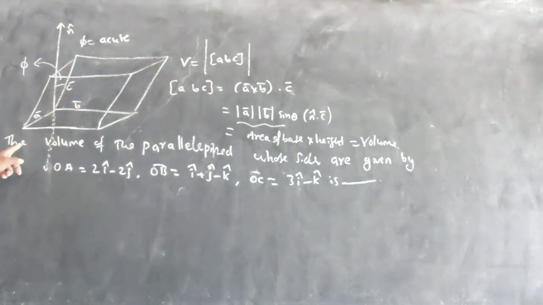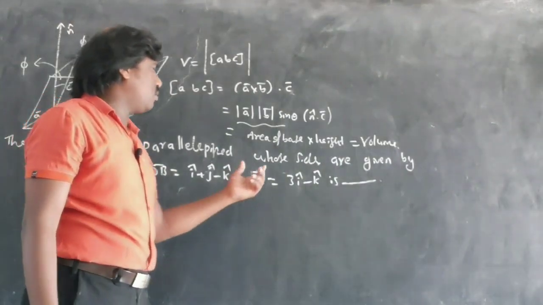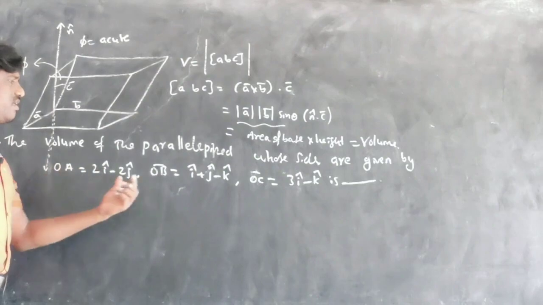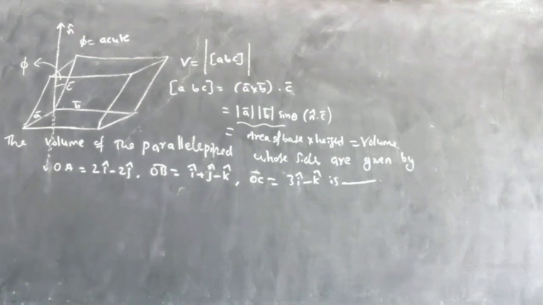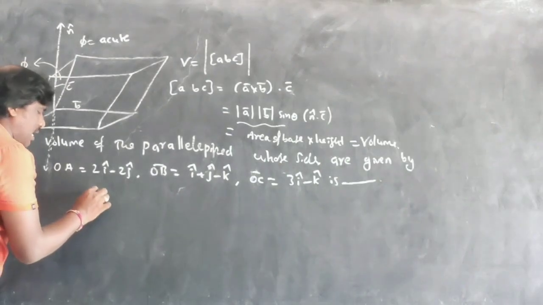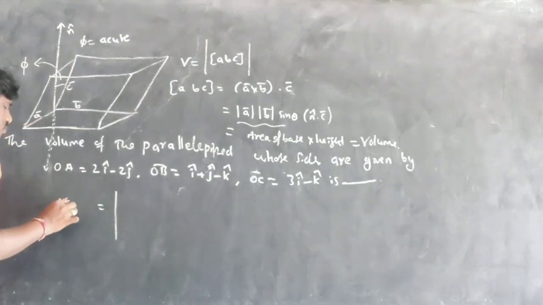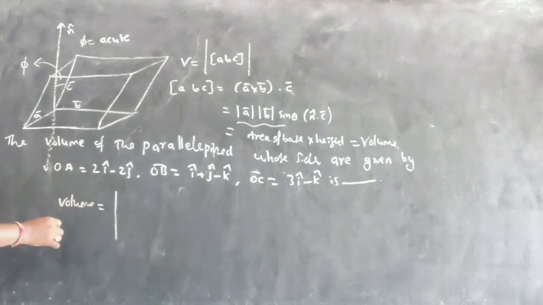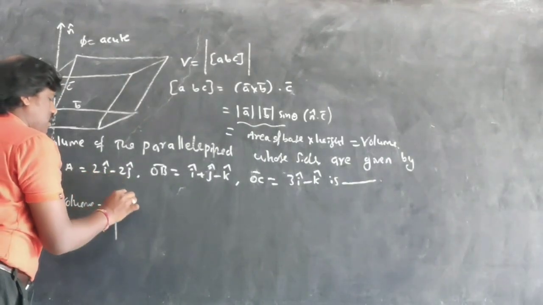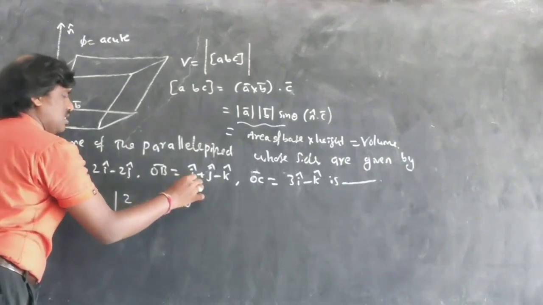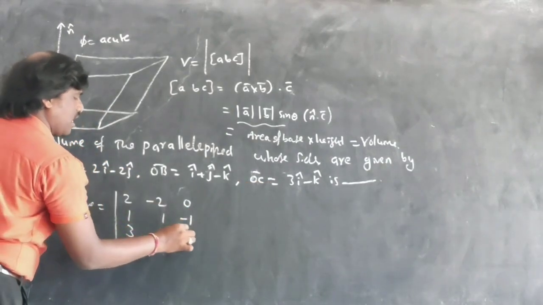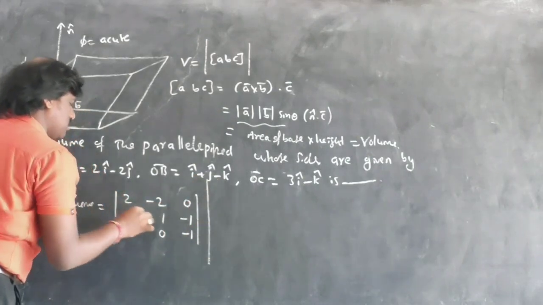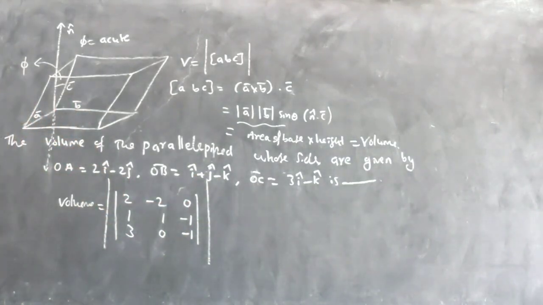Hope you understand this concept. Let us see this problem. The volume of a parallelepiped whose sides are given by OA, OB, OC. We have to find the volume of this one. You can do it in two ways. The shortest way is applying the box. So let us go for the box. Box ABC is equal to the volume. The volume is equal to the modulus of, I have to write the vectors: 2, minus 2, 0, and 1, 1, minus 1, and 3, 0, minus 1 for i, j, k. And keep the modulus always, because we take it positive.